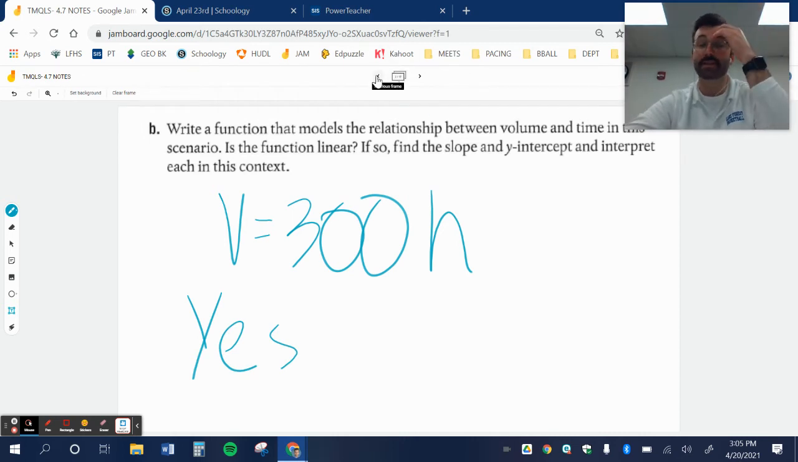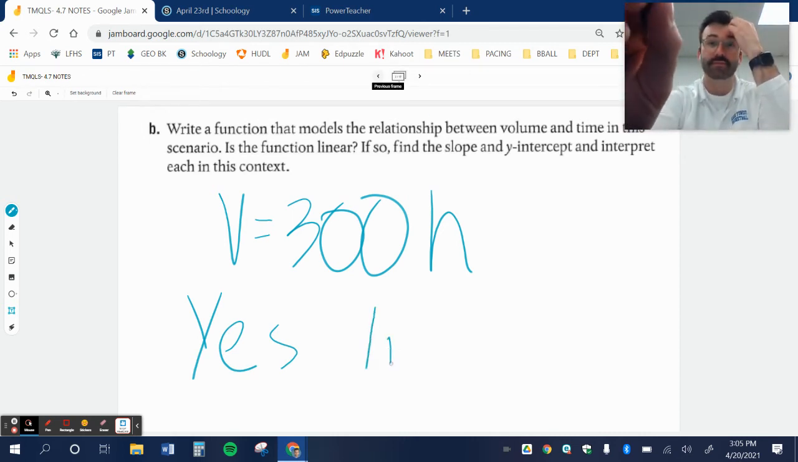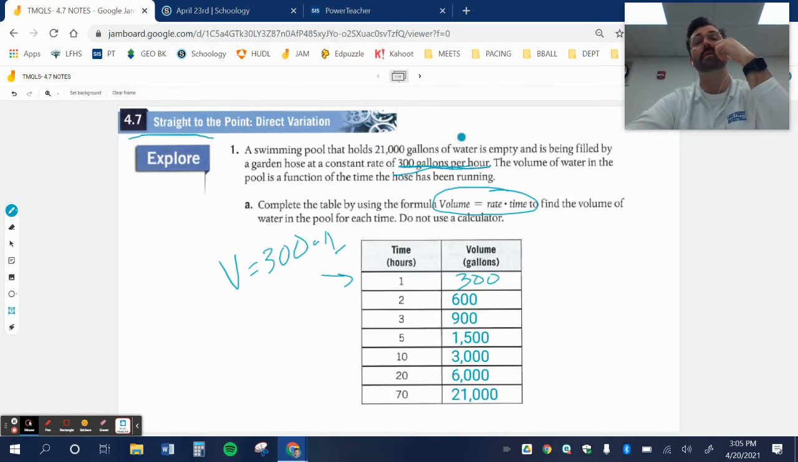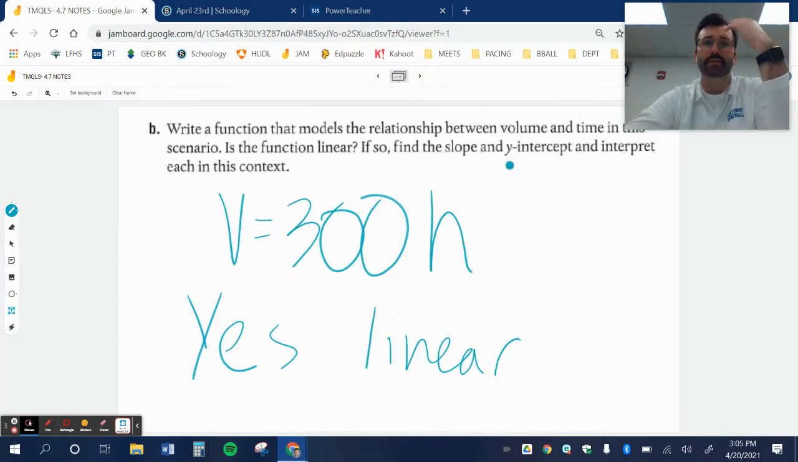How do I tell that this is linear? I can tell by looking at this table here. I have a constant rate of change. I'm going up by 300 every time. If I had included 4, it would have been 1,200, then 1,500. I'm going up by a constant rate of change. You could also find your slope. You can do it that way too.